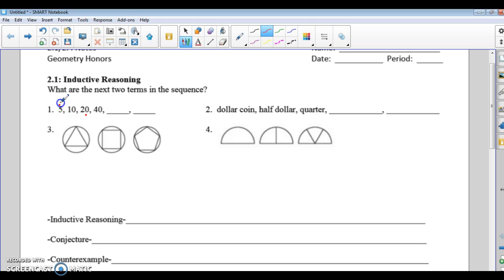If you look at this, from 5 to 10, we multiply by 2. 10 to 20, we multiply by 2. 20 to 40, we multiply by 2. So based on the observation, based on the pattern, we can make a conclusion that the next number will be 40 times 2, which is 80. And the next one is 80 times 2, which is 160. Correct? So when we do this kind of question, we always make an observation, look at the pattern, and based on that, we make conclusions.